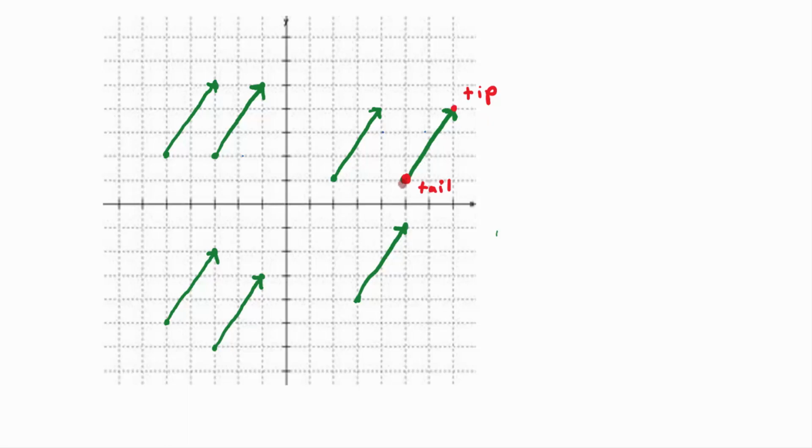Right 2 over 3, either way, right? Oh, yeah. Right 2 up 3 is what I should have said. And that's true no matter which one you look at, no matter which tail and no matter which tip you look at. To get from the tail to the tip, you go right 2 and up 3.